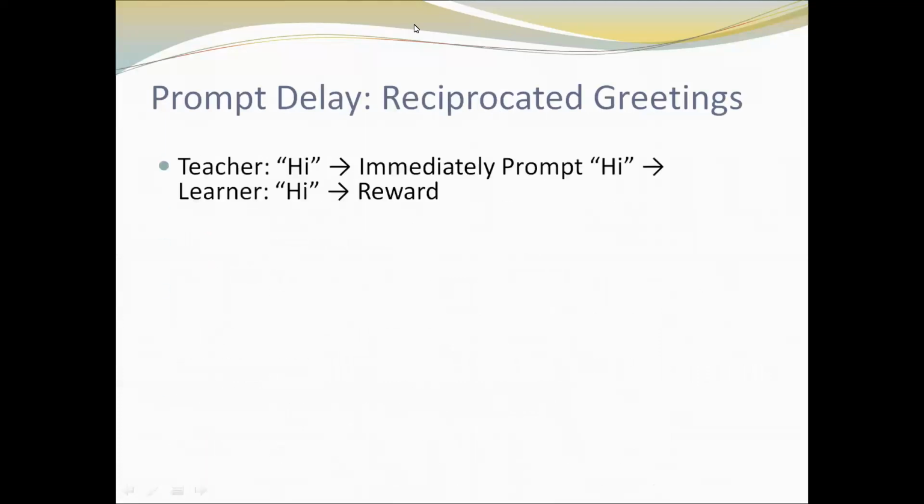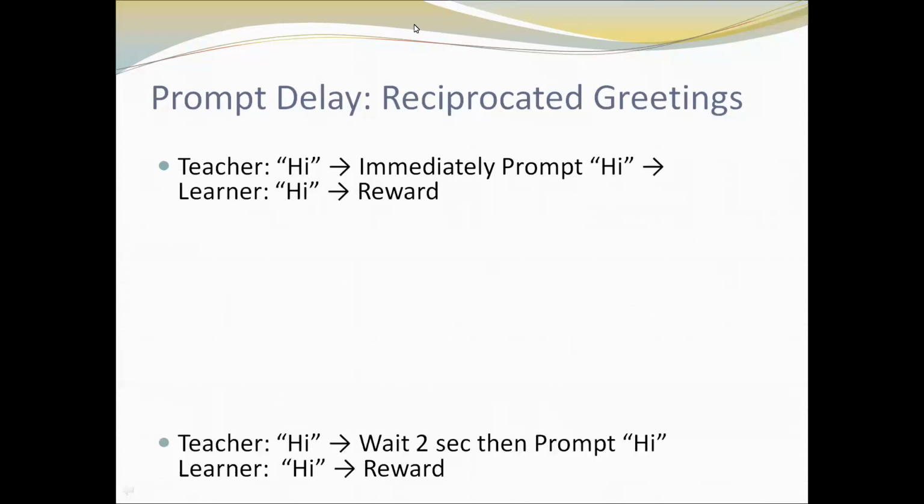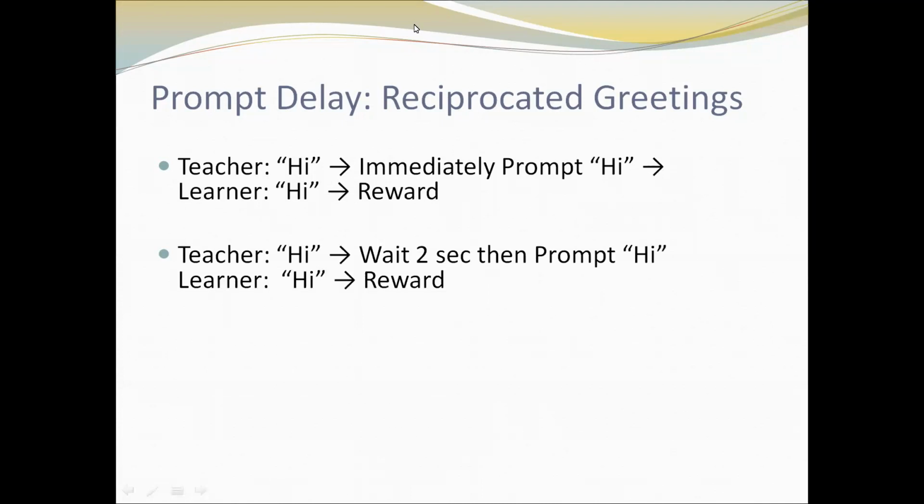So what does a prompt delay look like for a reciprocated greeting? For example, the teacher says hi, you would immediately prompt hi. And then the learner says hi, you give them the reward. When you insert the prompt delay, again, the teacher would say hi. I would wait 2 seconds to see if they respond independently. If not, then I would prompt the hi. The learner would say hi. I give them the reward.